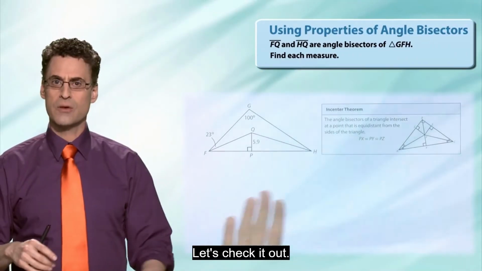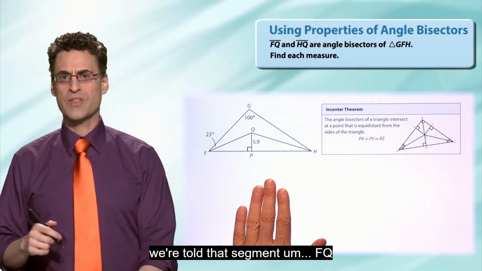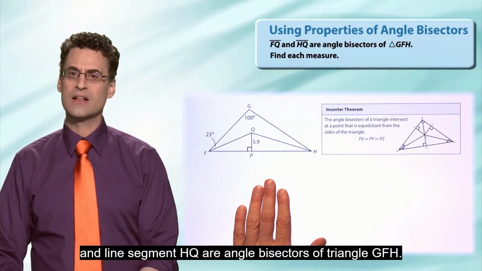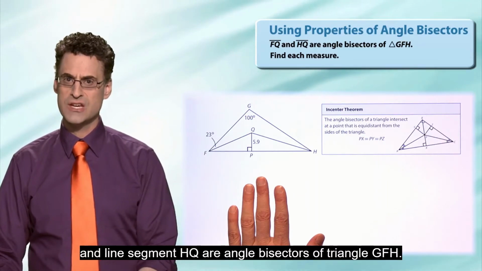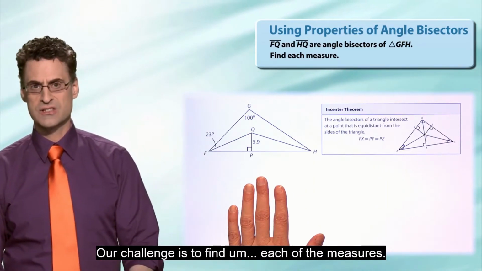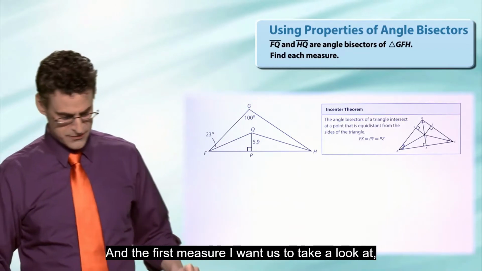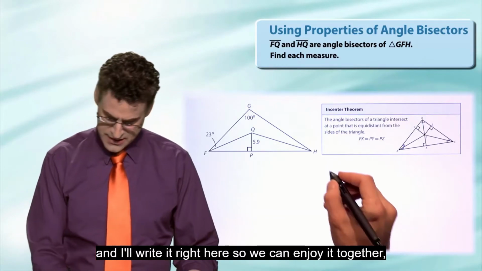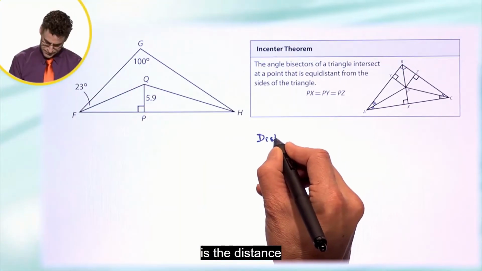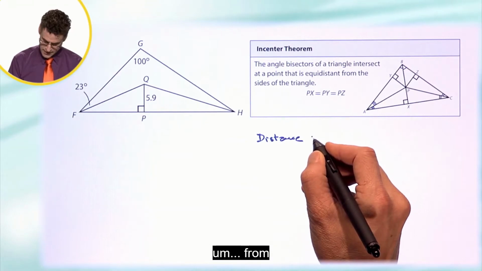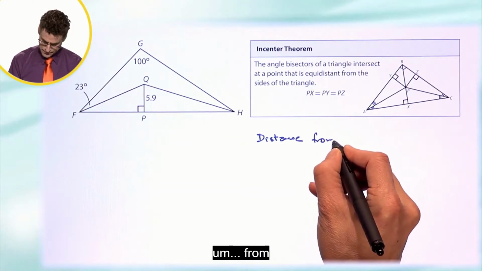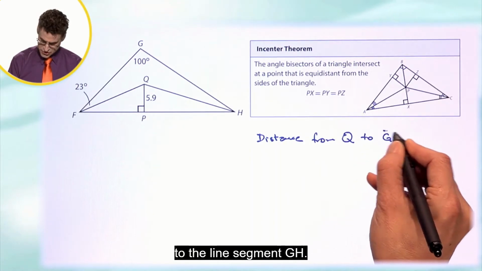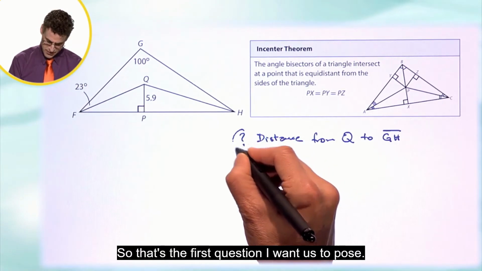Let's check it out. So, given this picture right here, we're told that segment FQ and line segment HQ are angle bisectors of triangle GFH. Our challenge is to find each of the measures. And the first measure I want us to take a look at, and I'll write it right here so we can enjoy it together, is the distance from the point Q to the line segment GH. So that's the first question I want us to pose.